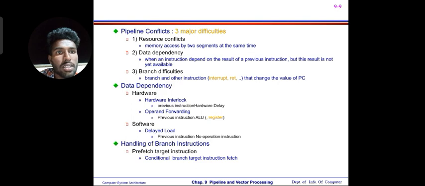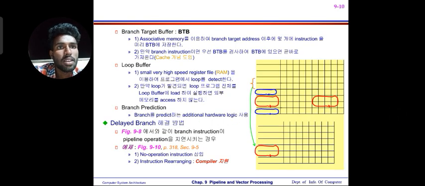Handling of branch instructions. Prefetch target instruction: conditional branch target instruction fetch. Branch target buffer, BTB: associative memory holding the branch target address and instruction. Branch instruction cache. Loop buffer: small very high speed register file RAM.